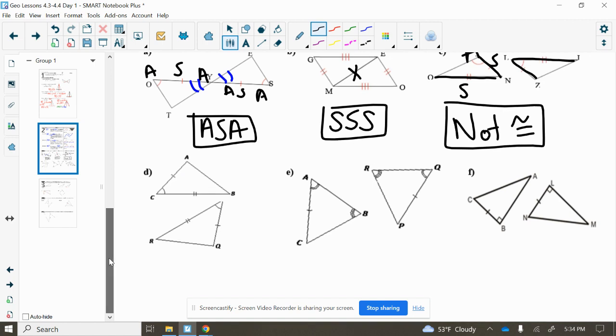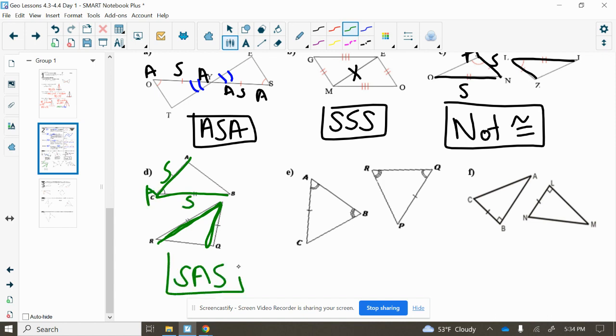In example D, this is an example, though, where side, angle, side works. We have the two sides and the angle in the middle of the two marked congruent. So side, angle in the middle, side on both triangles allows us to say that these are congruent by SAS.